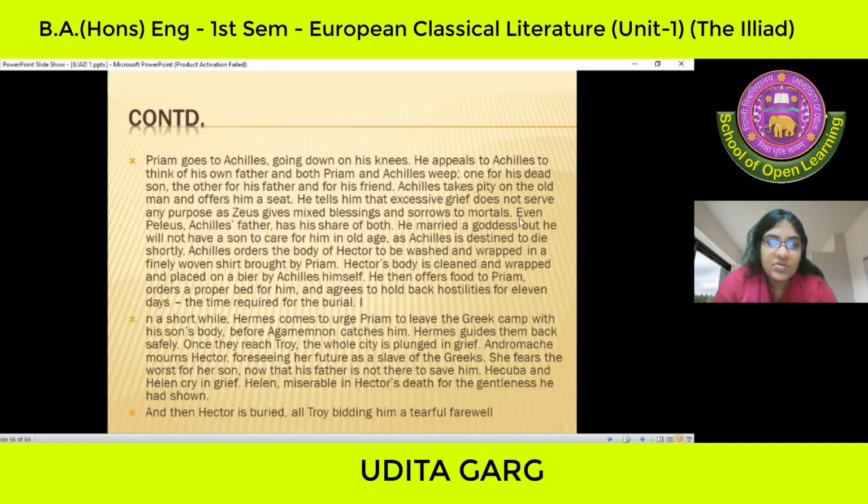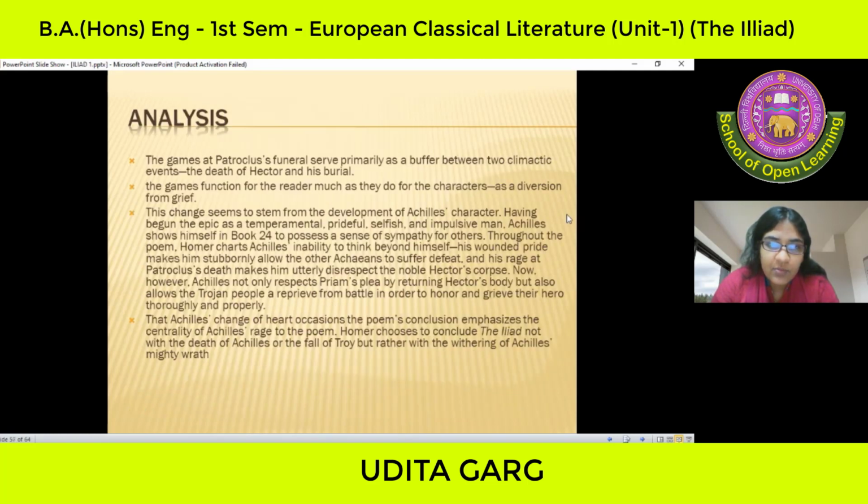Once they reach Troy, the whole city is plunged in grief. Andromache, who is the wife of Hector, mourns him. Foreseeing her future as a slave of the Greeks, she fears the worst for her son, now that his father is not there to save him. Hecuba and Helen cry in grief, Helen miserable at Hector's death for the gentleness he had shown. And then Hector is buried, all Troy bidding him a tearful farewell.